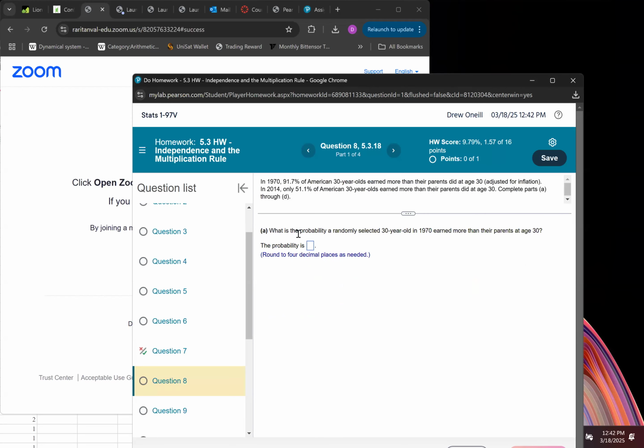Yeah, so sort of the same thing. That's what I said. These are repeat problems. So it's kind of like the same thing over and over. So what's the probability that a randomly selected 30-year-old earns more than their parents? You guys should try to do these as fast as I read them.